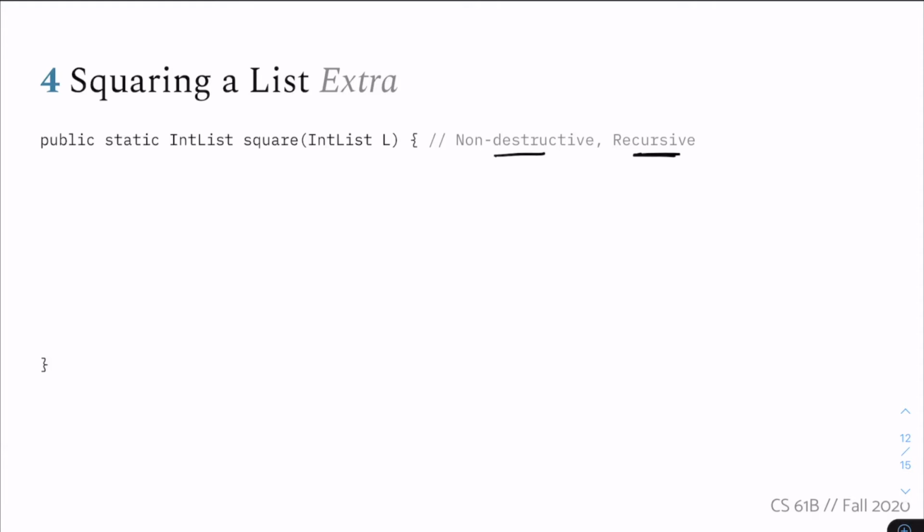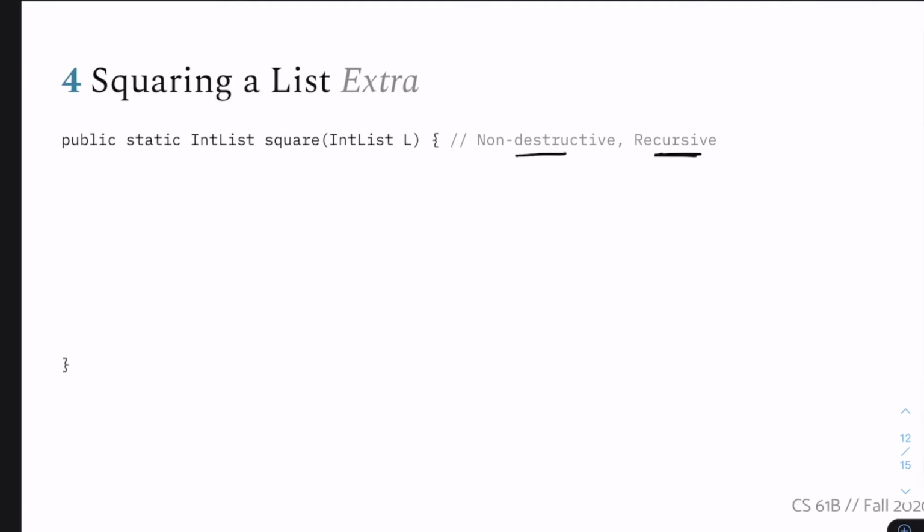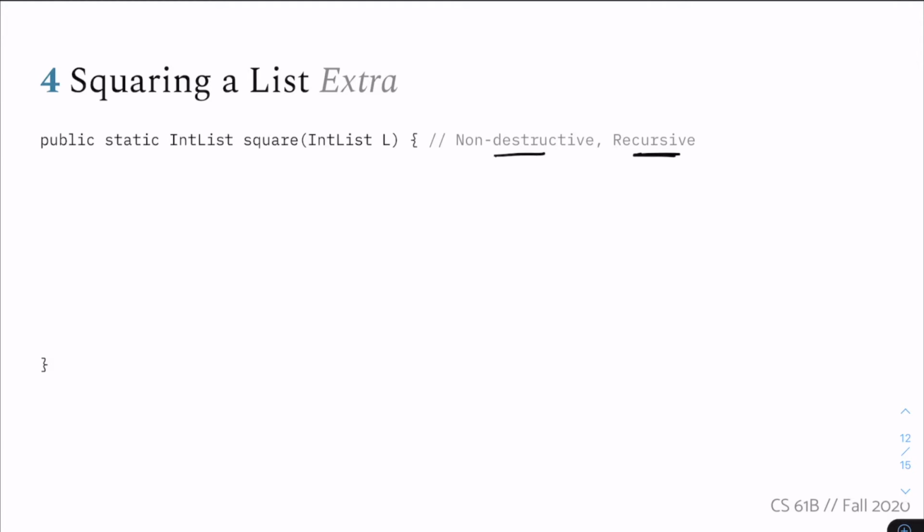Okay, let's work on this together. The first thing we know is that this is going to be recursive. And whenever something is recursive, there are two things we always have to look out for: What is the base case? And what is the recursive call? Okay, so let's do the base case first.